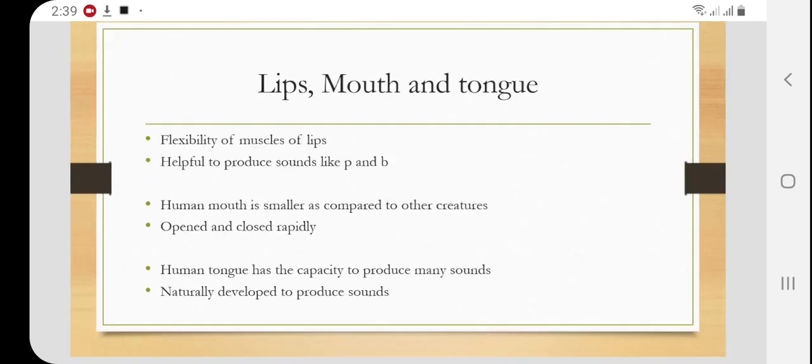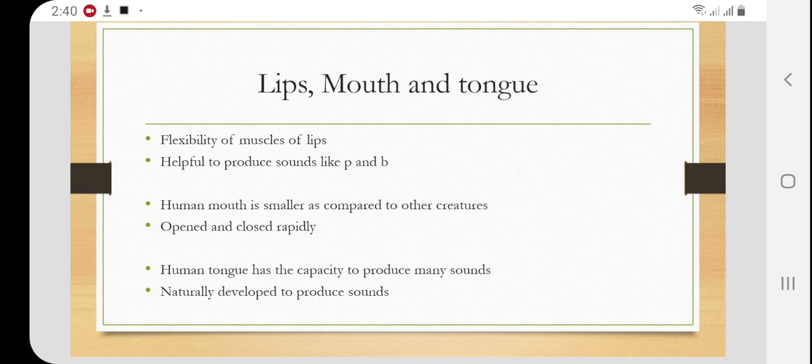Then we have lips, mouth and tongue. Let's talk about it. Flexibility of lips, specifically for the sounds pa and ba. Our upper and lower lips touch, and the air is collected and gathered in our mouth, and it comes out with a sudden flow, like pa and ba. If our lips didn't have the capacity to touch each other and block the air in our mouth, we would not be able to pronounce these two sounds. We pronounce them because of the physical features that humans have been blessed with.